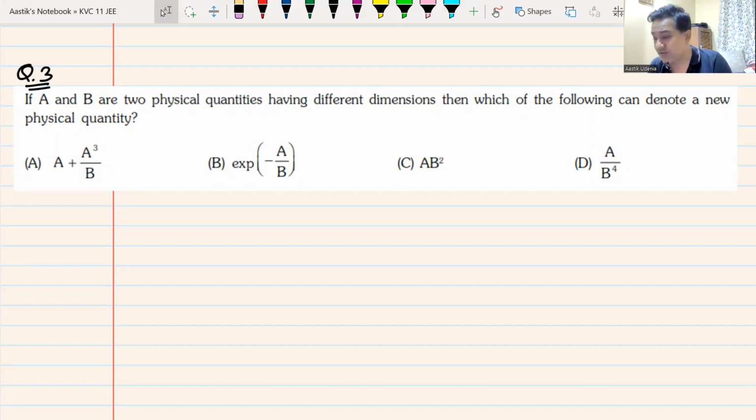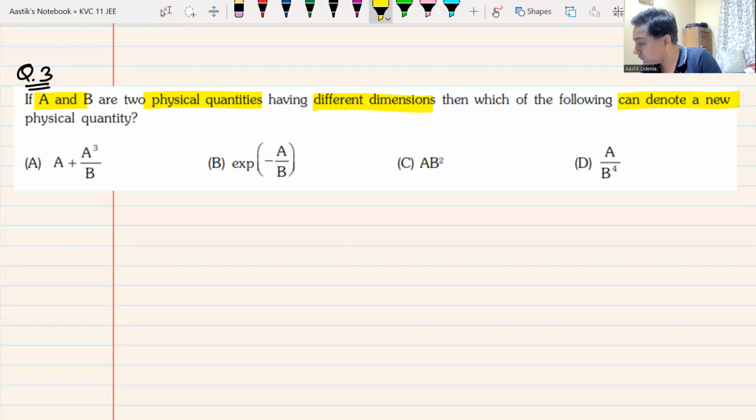This is the next question. Again, this is how questions are framed. The entire theory is known to you. You have to tell me which is the correct option. If A and B are two physical quantities having different dimensions, which of the following can denote, that means it is a positive question, they are asking you what is possible, which of the following can denote a new physical quantity?